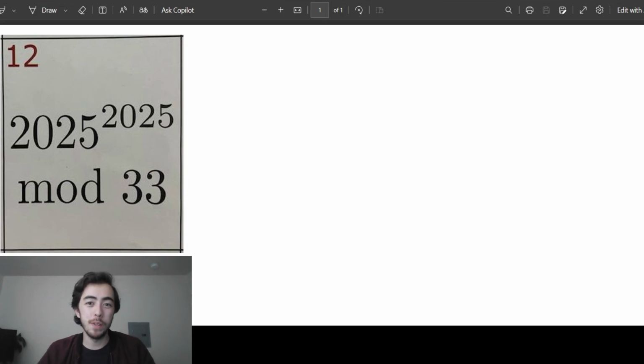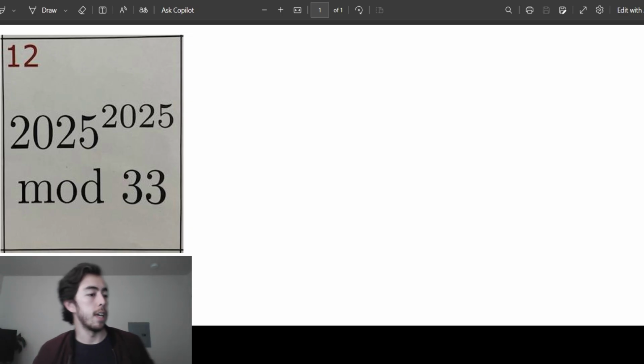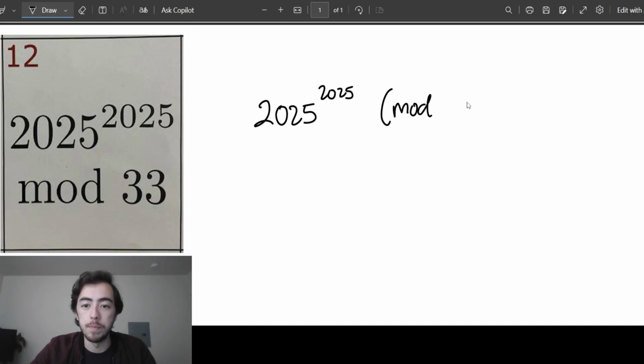Today is September 12th, and we're solving problem 255 from the Daily Epsilon calendar. And as today is the 12th, the answer for this problem should also be 12. All right, we have a modular arithmetic problem in front of us. We need to figure out what 2025 to the power of 2025 is, mod 33.